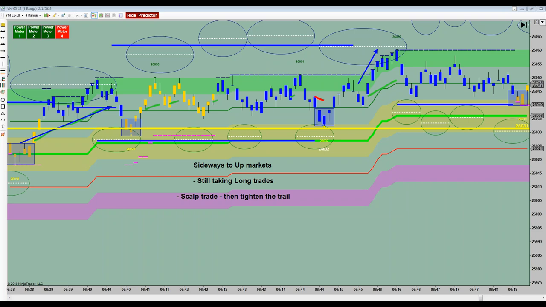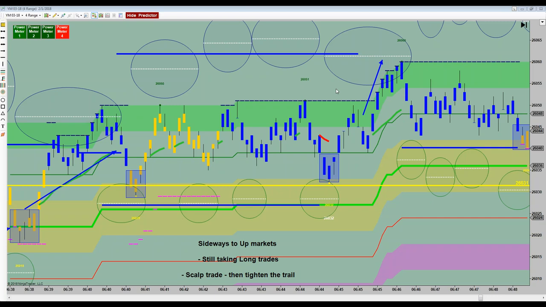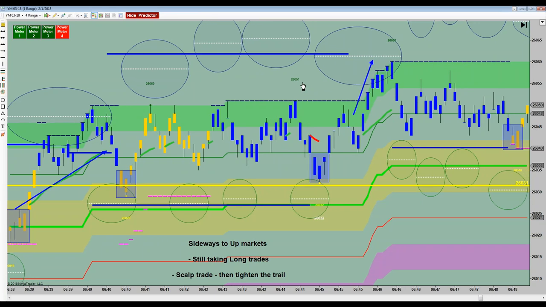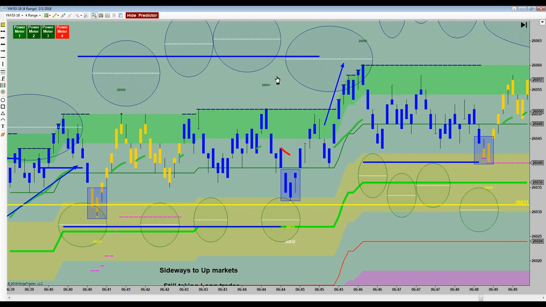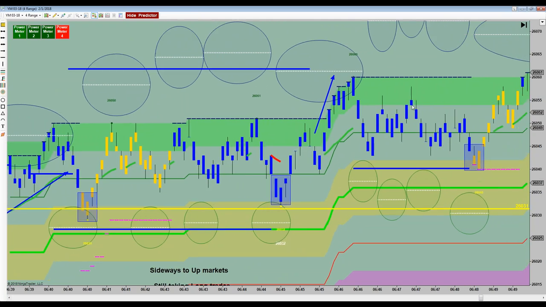Now, let's see what happens. Stand by. Stand by one. All right, you put your box on, get your two lot in. Get filled long on that bar right there. Scalp trade is up near right here. Scalp trade comes off anywhere up in here.